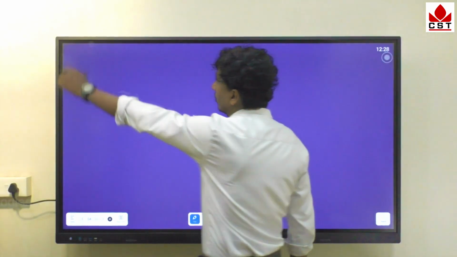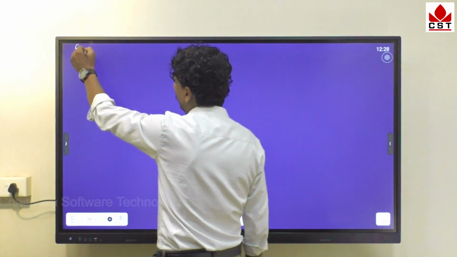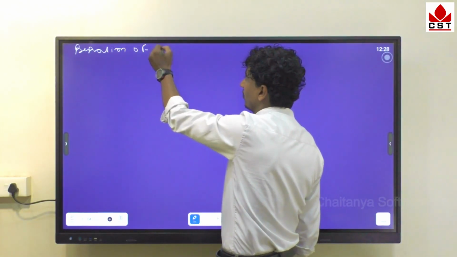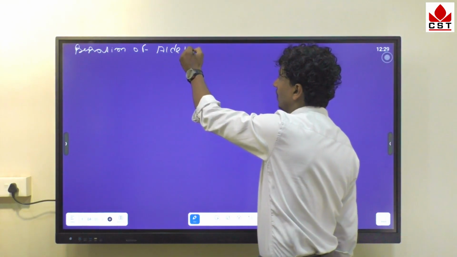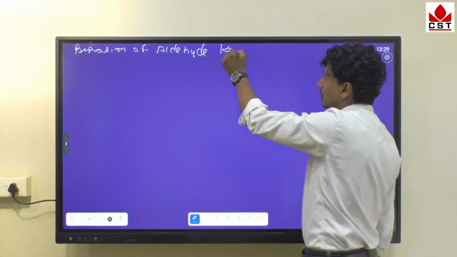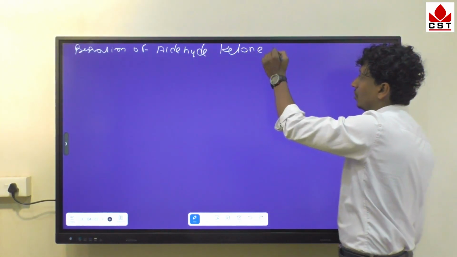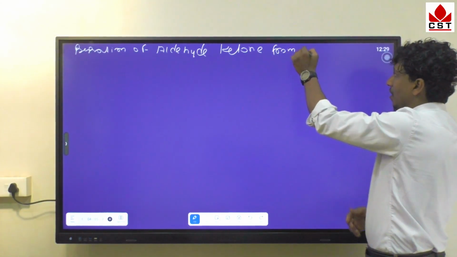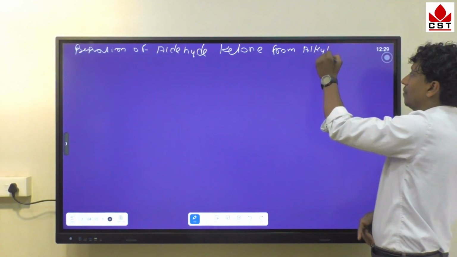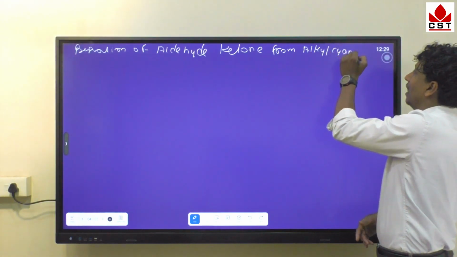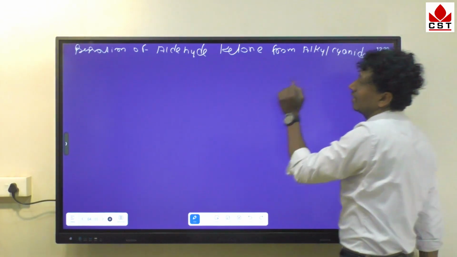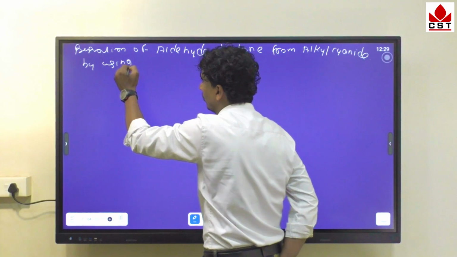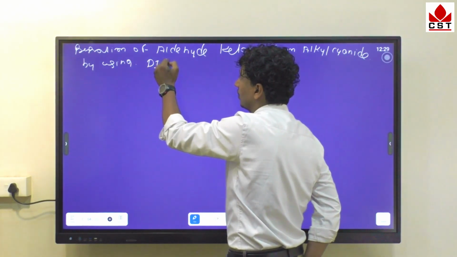Okay, so now the reaction title is the preparation of aldehyde and ketone from alkyl cyanide by using DIBAL-H.